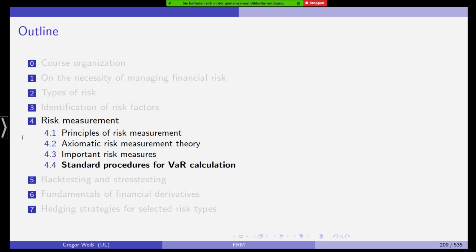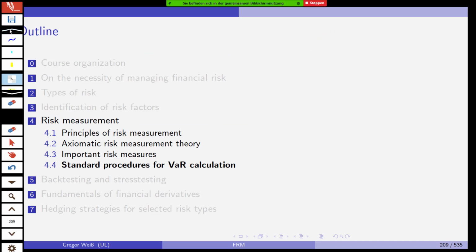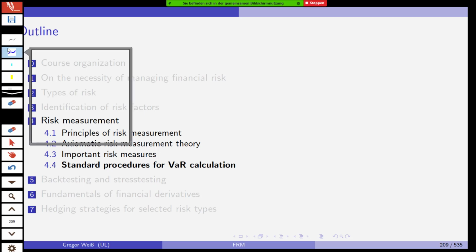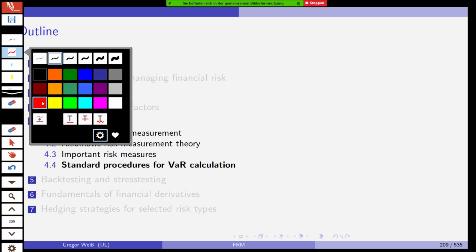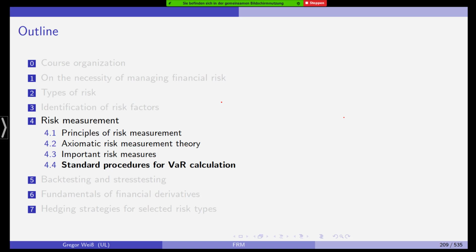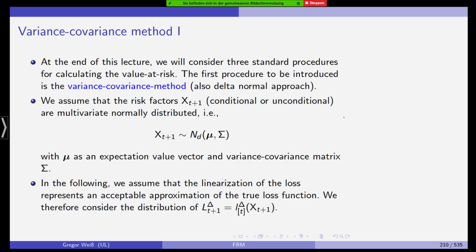Okay, so now let's move to 3 standard procedures for calculating value at risk, which is, first of all, the variance covariance procedure, Monte Carlo simulation, and historical simulation. So we'll start with the variance covariance method. We are actually not at the end of this lecture, but in the middle.